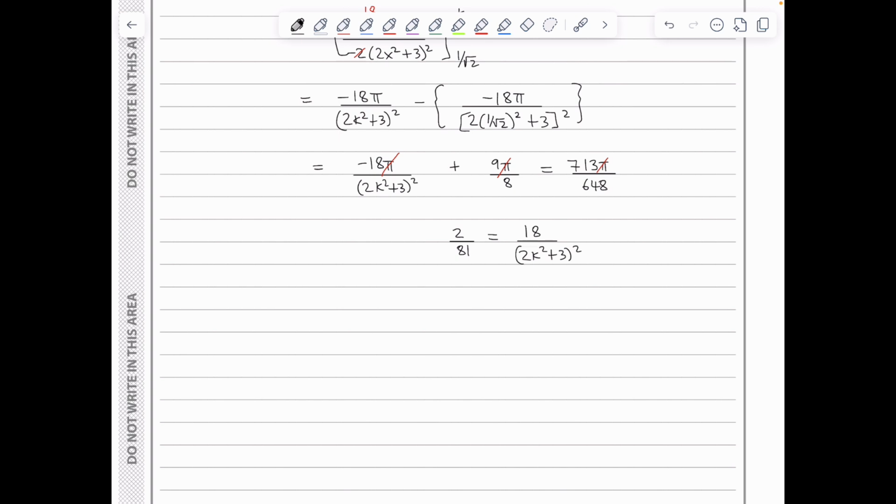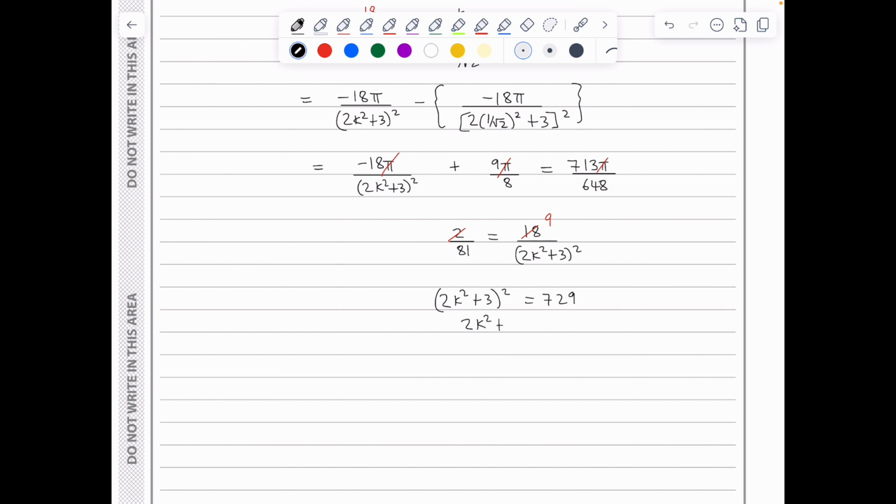I will simplify the 2 with the 18, leaving me a 9 on the right hand side, and I will cross multiply to get (2k squared plus 3) raised to the power of 2 being equal to 729, which means that 2k squared plus 3 is the square root of 729, which is 27, leading to 2k squared is equal to 24, and therefore k squared is 12, which simply means that k is equal to root 12.